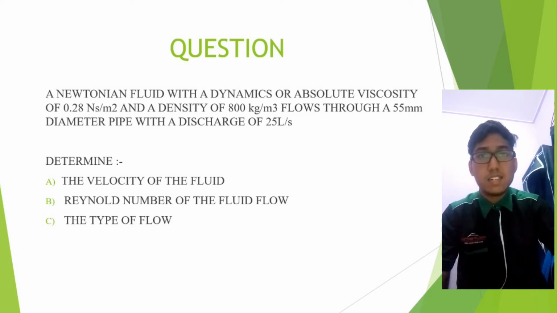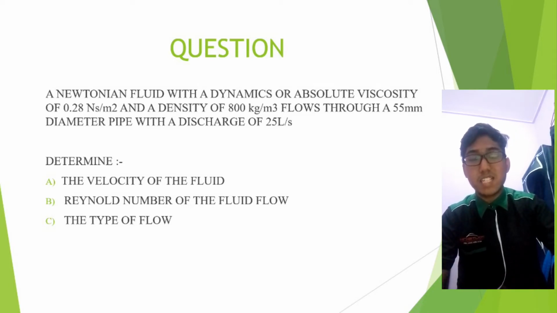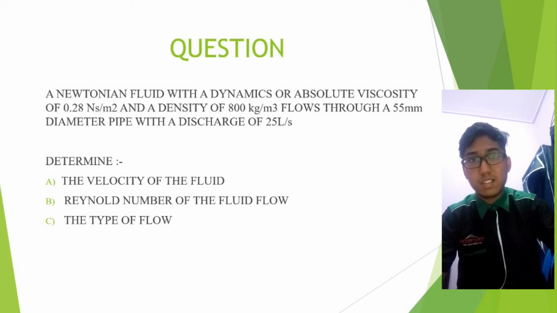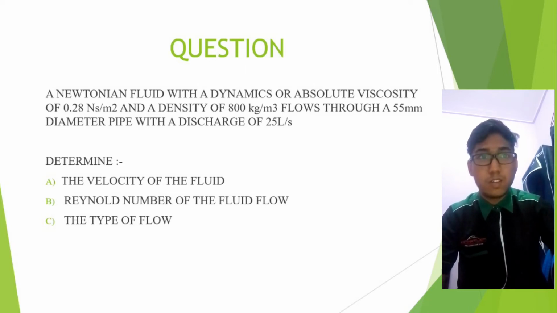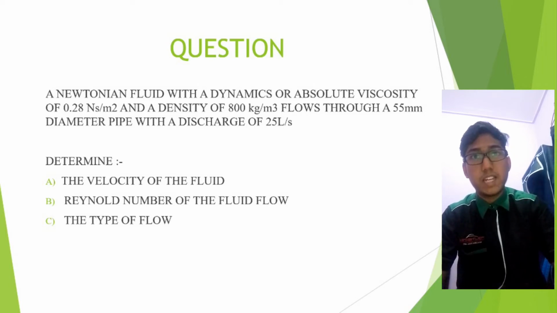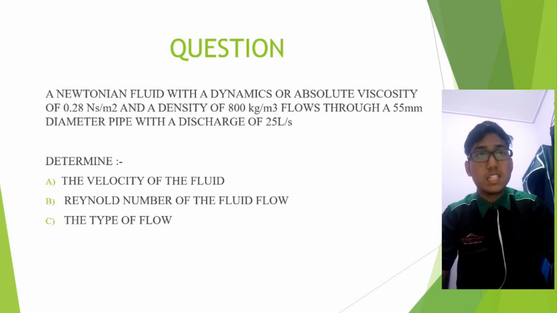So I'm here to discuss a question from Chapter 3, Hydrodynamics. So here I will give an example of a question. A Newtonian fluid with a dynamic or absolute viscosity of 0.28 Newton second per meter squared and a density of 800 kg per meter cube flows through a 55 mm diameter pipe with a discharge of 25 liter per second.